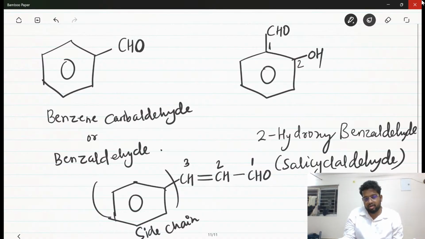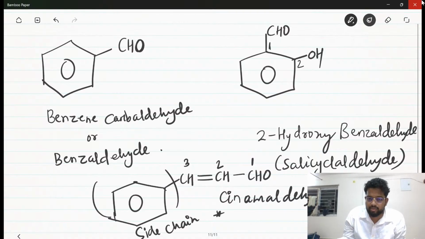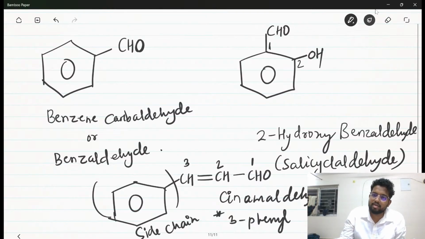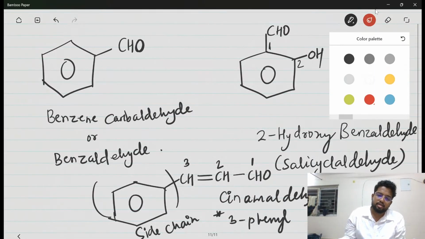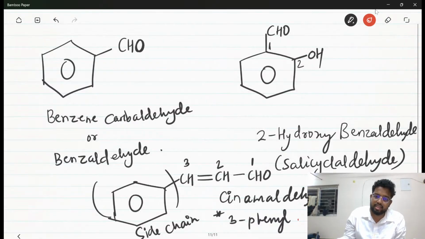First, let me tell you the common name of this molecule, cinnamaldehyde. This cinnamaldehyde is obtained from cinnamon. Now name it by using IUPAC rules. 3-phenyl, yeah, third position is phenyl. Okay, sir, I agree it is 3-phenyl.